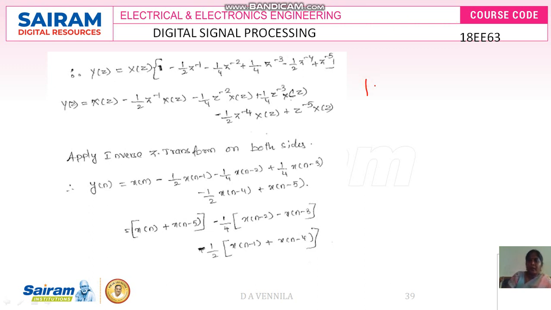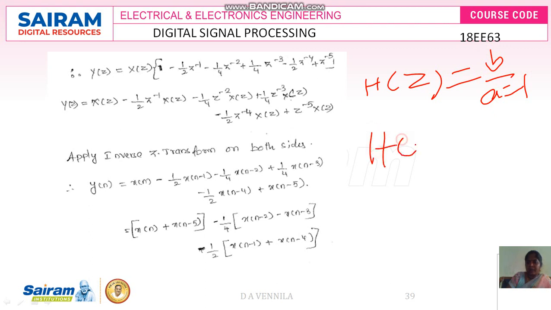Now we know that h of z will have only b coefficients. The a coefficients will be equal to 1. We know that h of z is equal to y of z divided by x of z. Now this value will be equal to 1. Now cross multiply this one.